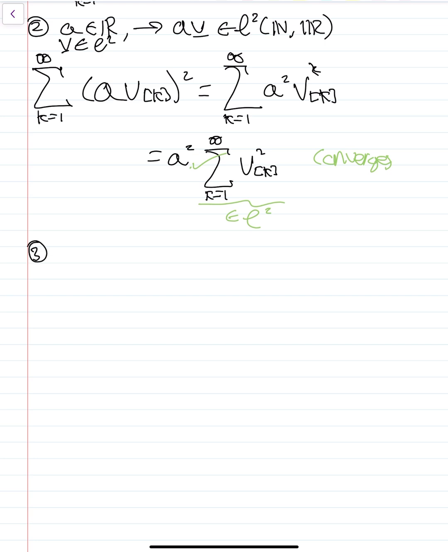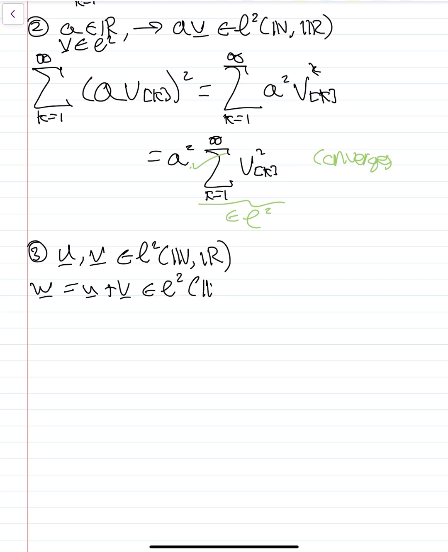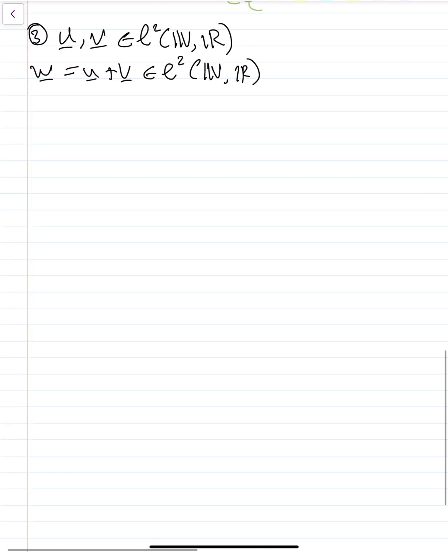Finally, if I've got two vectors, u and v, both in L2, I need to show that the sum, which I can define as w, equal to u plus v, is also in L2. I need to show this, and if I can show this, then I'm done. So let's look at what this is.